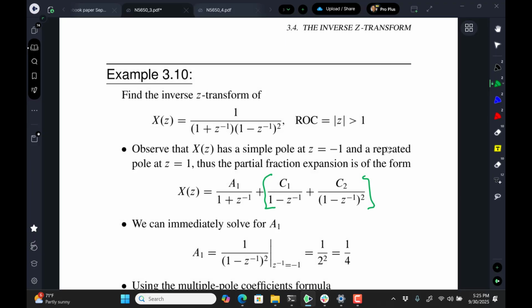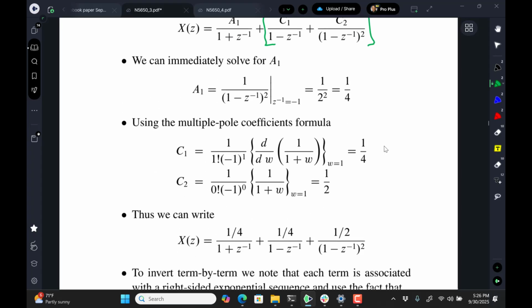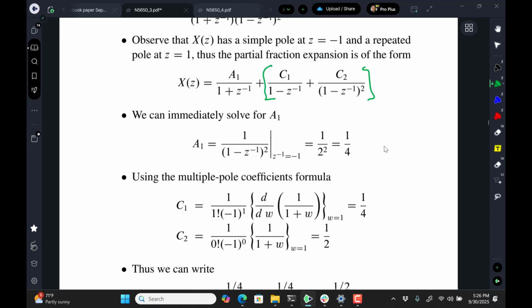At any rate, we have C1 as the coefficient over 1 minus z to the minus 1, and we have a C2 over 1 minus z to the minus 1 quantity squared. So this is where we have to go back to this formula, and this is where things get messy. And you do have this on one of the homework problems.